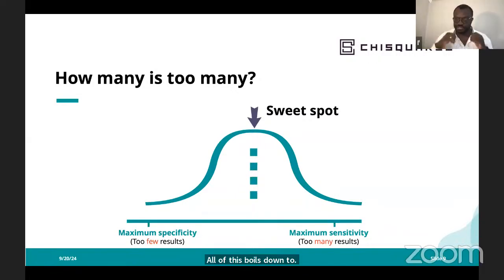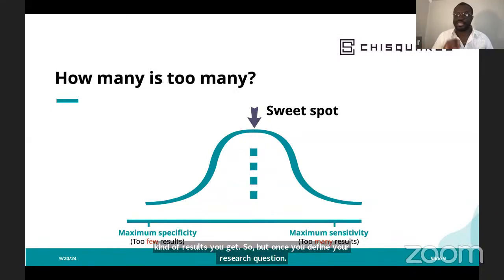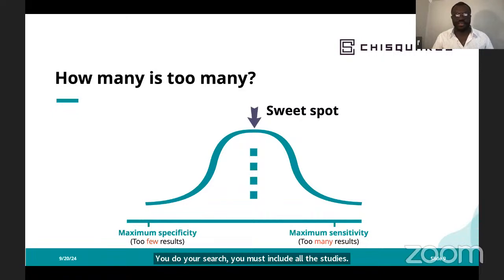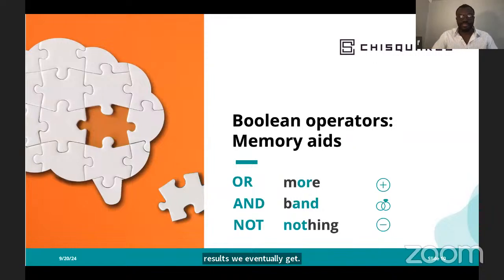Your research question should not be too broad or too narrow, because that will inherently affect the kind of results you get. But once you define your research question in a systematic review and you do your search, you must include all the studies that meet that criteria. So again, it's very important to emphasize that the results we eventually get will be a function of how we frame our research question. So we need to understand some operators we call Boolean operators, which we use in search.